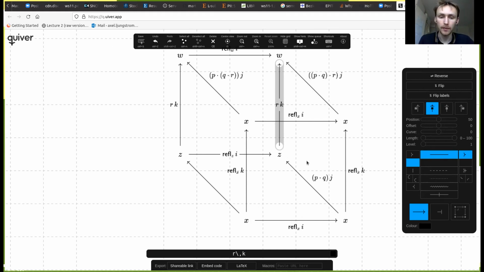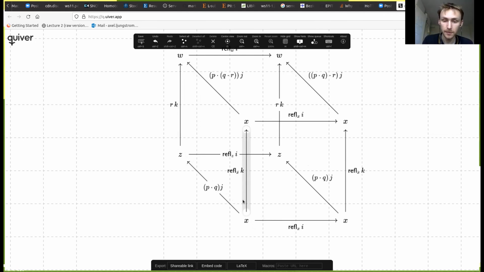And now let's look at the left hand side here. So what is the left hand side? We've kind of restricted ourselves here. We require this guy to be refl. We require this one to be RK. And we require this one to be, well, P composed with Q composed with R. We don't have a choice there. Let's require too that the bottom is P composed with Q, J.